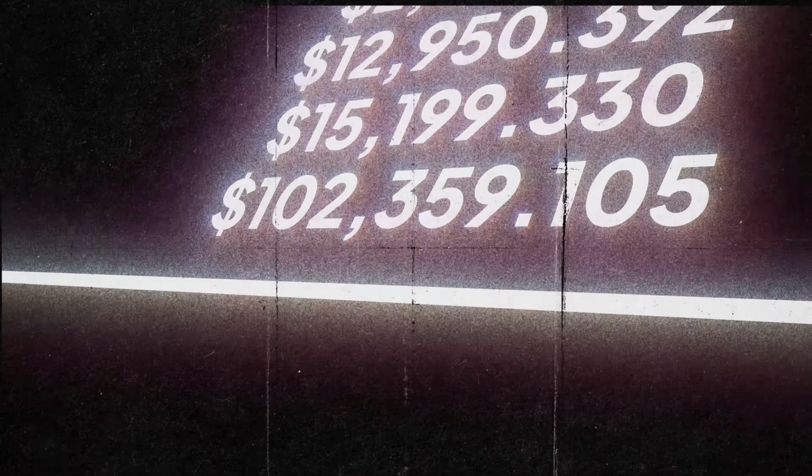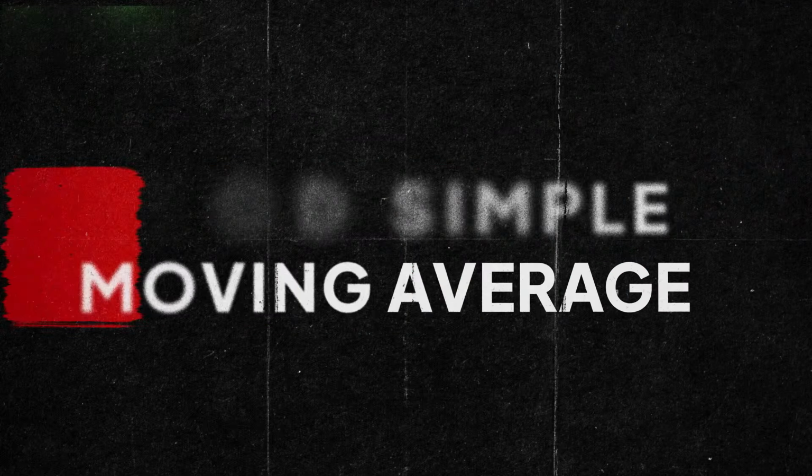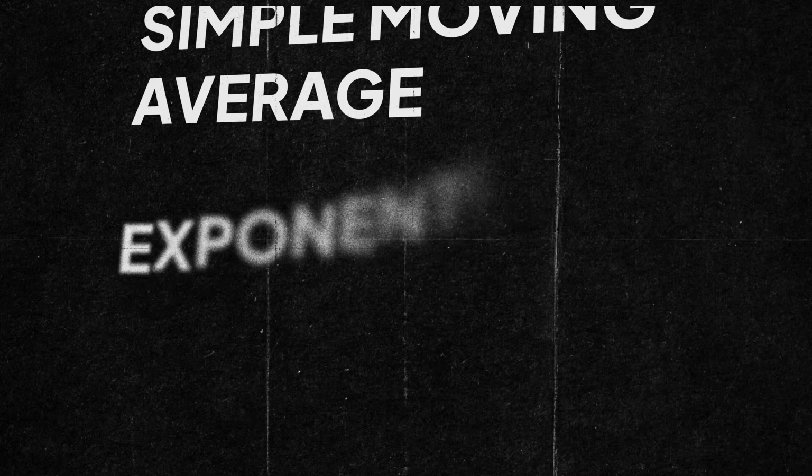A moving average is, as the name suggests, the average price of an asset over a specific period. Imagine you take the last 10 closing prices of a stock, you sum them up, and divide by 10. That's the 10-period simple moving average. It forms a line on the chart, and this line shifts as the price evolves. Here's where people get confused. There's the simple moving average, the exponential moving average, and the weighted moving average. Each one weighs prices differently.